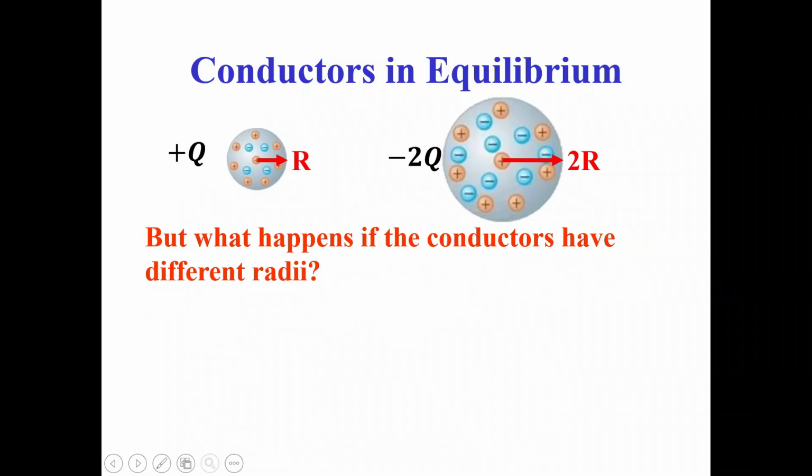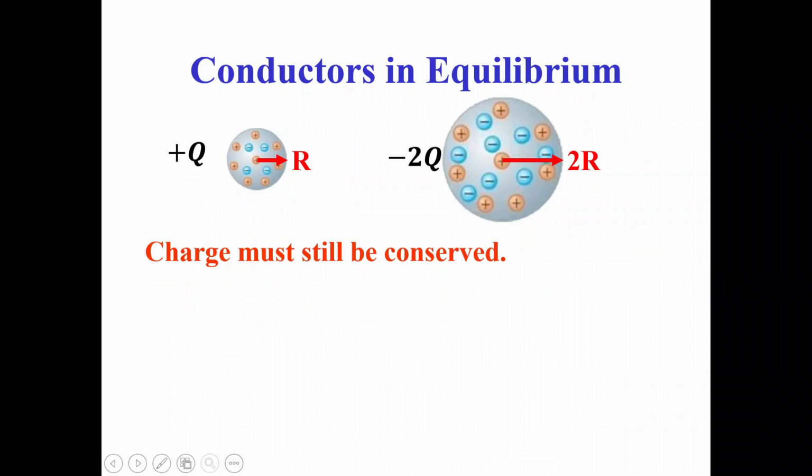But what about if their radius is different? If they have a different radius, then they are not going to end up with equal charges, because radius is a big factor in our definition of electric field and also electric potential. So a couple things are going on. The first thing is our charge must still be conserved. Whatever charge we have at the start has to be the charge at the end.